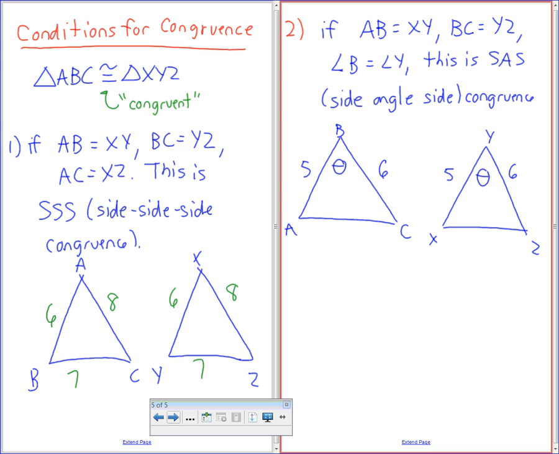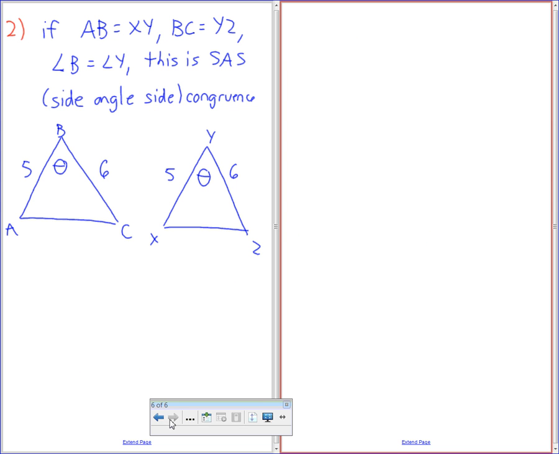That angle has to be fixed in the middle, or else the length of the bottom will change all the time. So that's why you need that fixed angle. I have one more of these, and we'll get to one or two examples here. Last one is number 3.